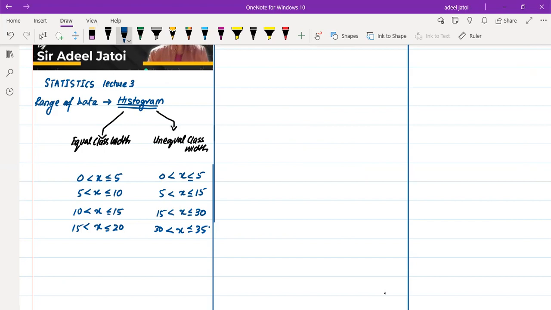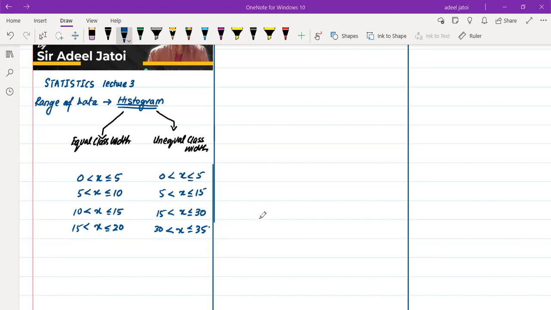If the equal class width is there, that means your range will be all equal. That means each of the class widths has an equal difference. This has a difference of 5. Similarly, 5 to 10 has a difference of 5, 10 to 15 has a difference of 5, 15 to 20 has a difference of 5. Similarly, when we talk about unequal class width, 0 to 5 has a difference of 5, but 5 to 10 has a difference of 10, 15 to 30 has a difference of 15, and 30 to 35 has a difference of 5. So each class width will be determined through its difference.